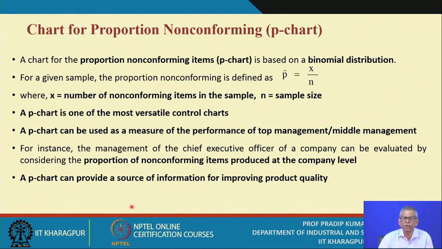Now the proportion non-conforming chart will be the P chart, or the C chart, or the U chart, or the capital U chart. We'll be discussing with examples. But there are many issues involved, so I'll be discussing them in the next interaction with you.